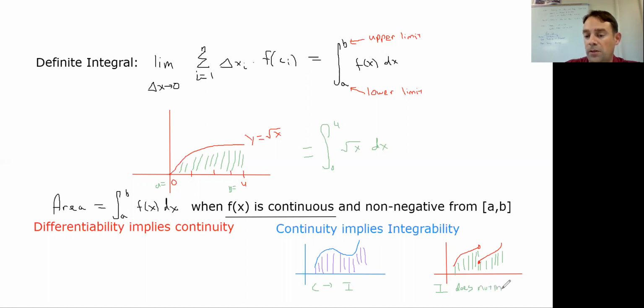And again, E and I and C are just standing for continuity and integrability. Okay, so if it's continuous, you can integrate it. Just because you can integrate something doesn't mean it's continuous. So just a few things to think about.